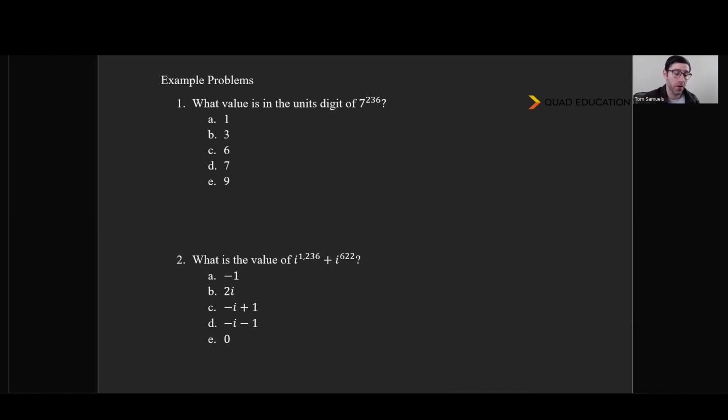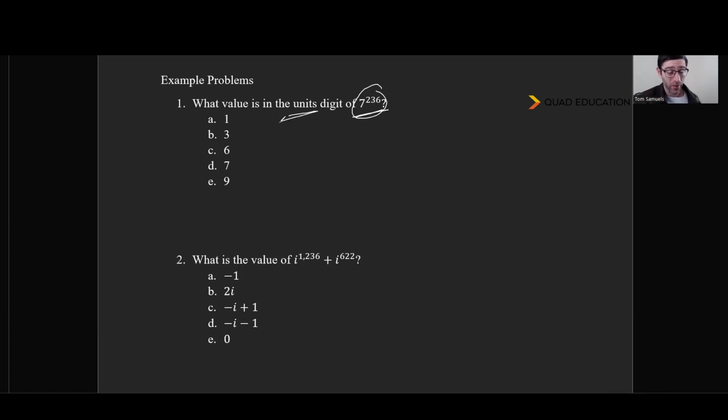Okay, this first one here is based off a question I saw on an ACT a couple of years ago, and I just love this question. It's exquisite because you see 7 to the power of 236, and it's a calculator test on the ACT, so you punch it in and you see what you get, and your calculator says, no, thank you, that number is bigger than the universe or something. That's an outrageously large number. But then you realize you don't really need to know what the whole number is. You just need the units digit of this number.